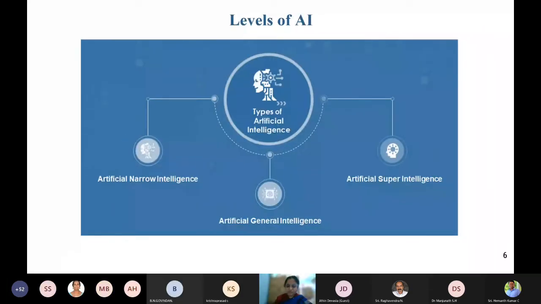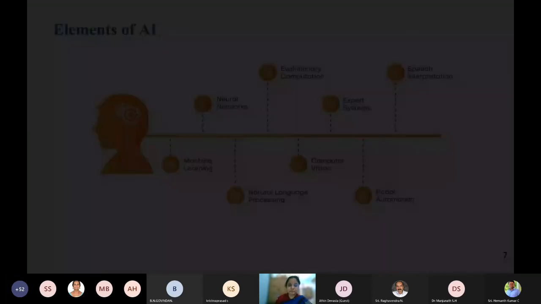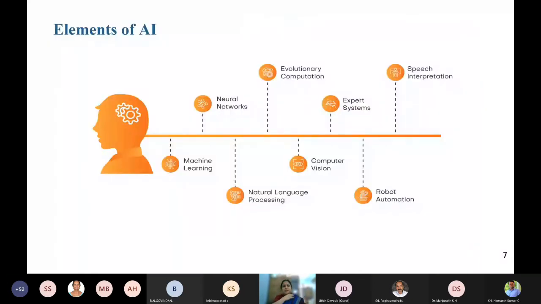I hope the slides are visible. So I was just talking about the levels of AI. Going to the next one, this is the areas of AI, or I can also call it the elements of AI. So coming to the elements of AI, what are the different areas where people can work, or where it finds its application? I wouldn't say applications, but where exactly we can realize the AI, whether it is the generalized or the super or the narrow AI. So these are the different areas where you can realize the AI.